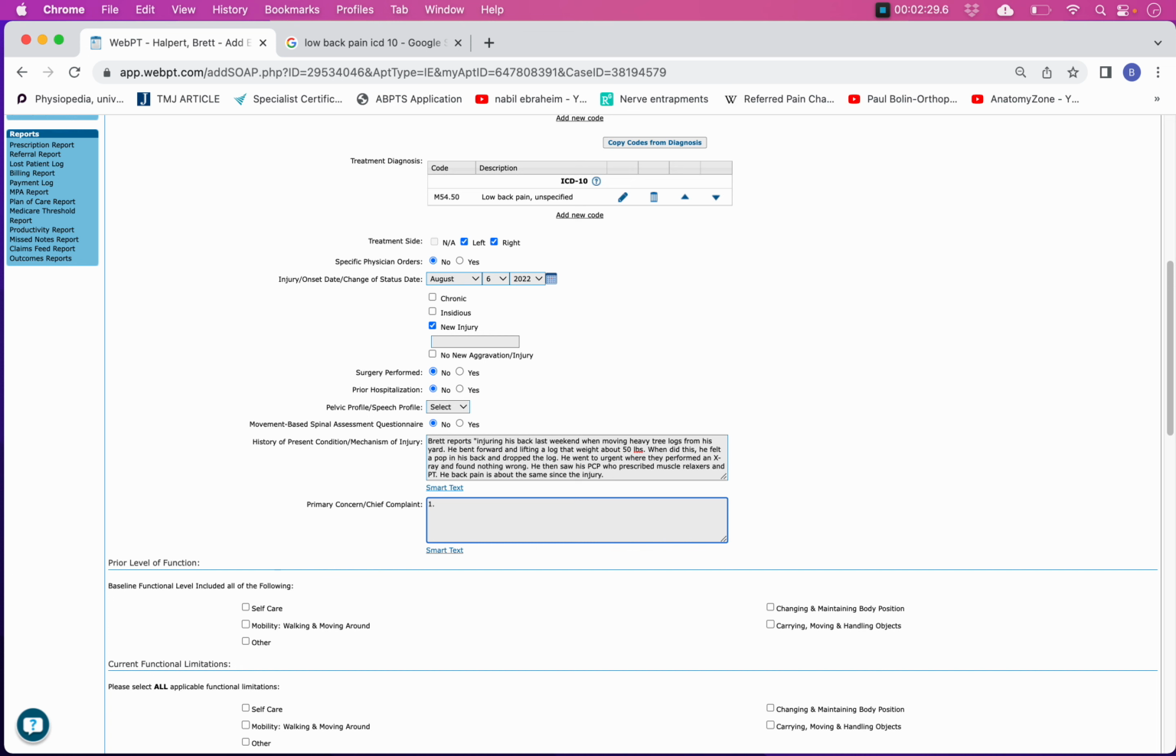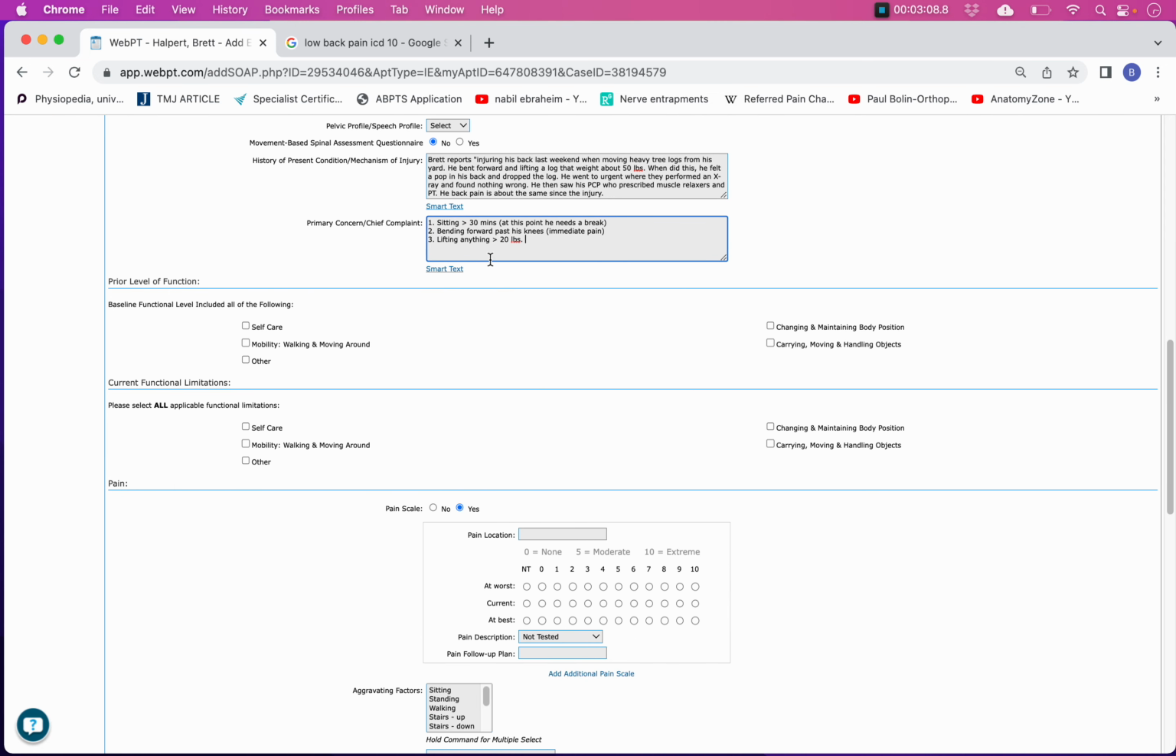So he works as an accountant, so we'll say sitting over 30 minutes. And then at this point, he needs a standing break. I like making these objective to make it easier to go back and measure to see if he's making progress. Bending forward past his knees. Say immediate pain. Lifting anything over 20 pounds.